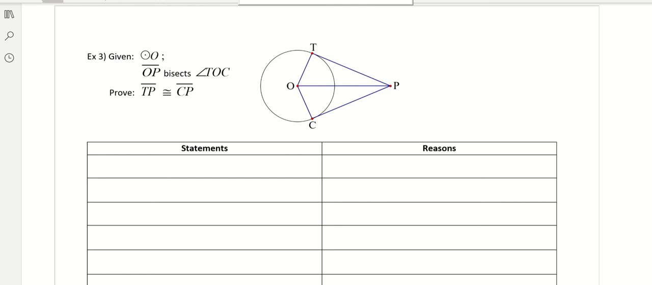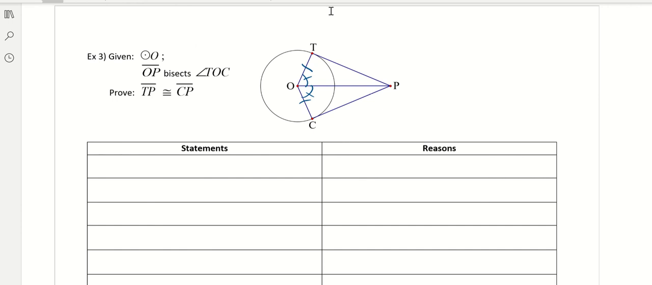Okay, here we have circle O, which means OT is a radius and OC is a radius. All radii of the same circle are congruent. I also noticed right away that OP is shared by both of these triangles. So that's another side that's congruent to another side. And OP bisects angle TOC. So that means angle TOP is congruent to angle COP.